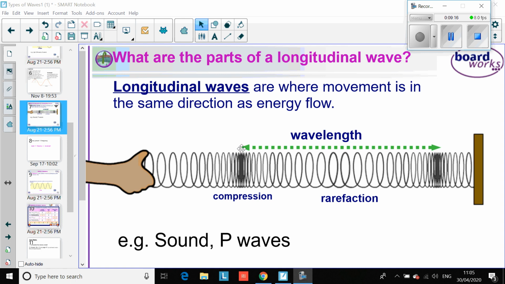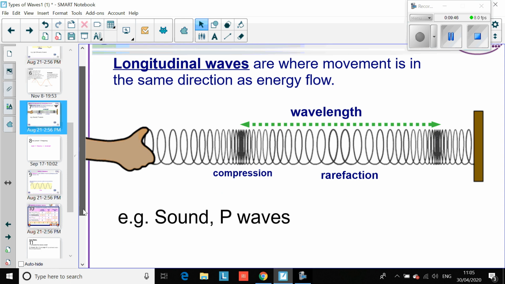Okay, so you might want to add that in to your diagram, or possibly even draw a fresh diagram just to show that clearly. Now, because the oscillations go backwards and forwards, particles, and often these waves are through particles, bunch up. Okay, so they're squeezed and then stretched. So we call that squeezing a compression, and the stretching a rarefaction. Okay, and as I said, examples of this are sound waves.